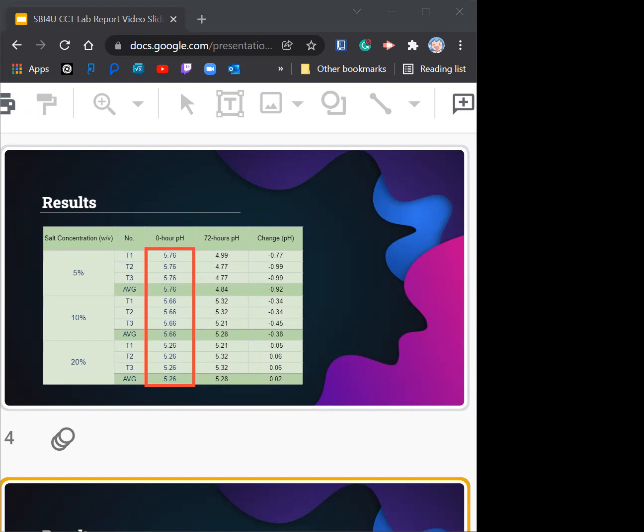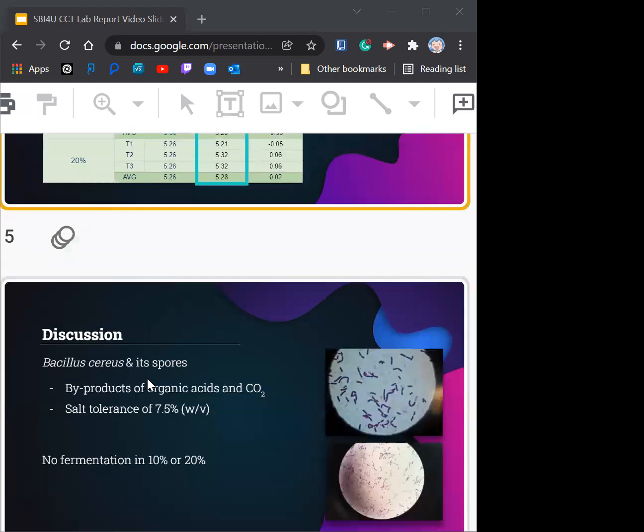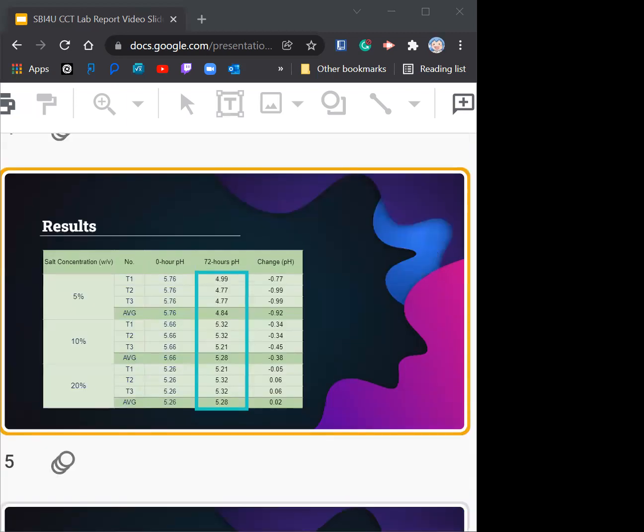Honestly, guys, if my friends were to present theirs, I believe all the results are the same. All their initials are close to 6, 5, 5. Mine are the only ones that have decimal places. Okay, moving on.